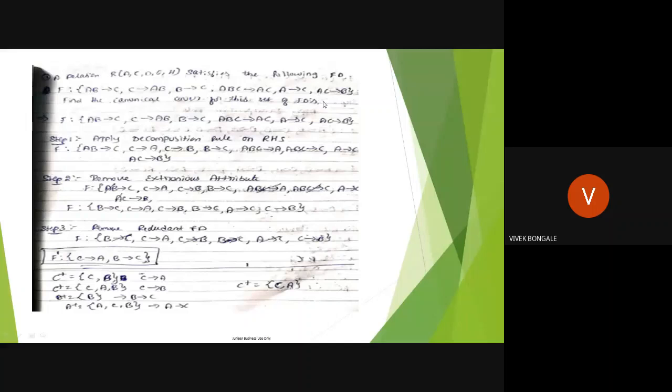We have to find the canonical cover of the given functional dependency. Question: find the canonical cover for this set of functional dependency. To find the canonical cover, what do we have to do? We have to apply those 3 steps. First step, apply the decomposition rule on the right hand side. Second, remove extraneous attribute. Third, remove redundant functional dependency.